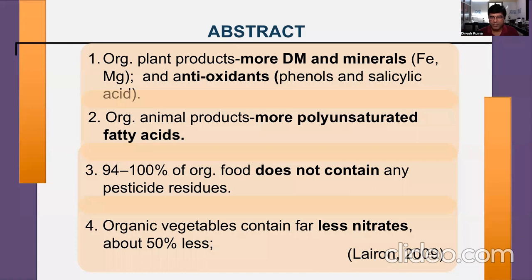What would be the reason for this? Any guess? So the simple reason. To convert our conventional agriculture land to organic agriculture land, total 3 years is required. But it is not exact that the total land will be cleaned by the residues. So maybe some residues is there, and this may be contained in the products also.